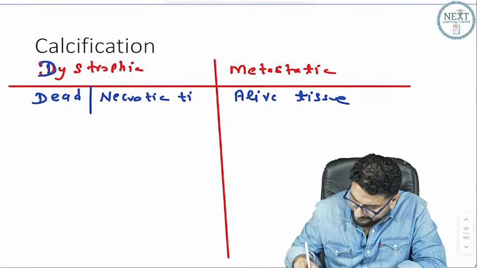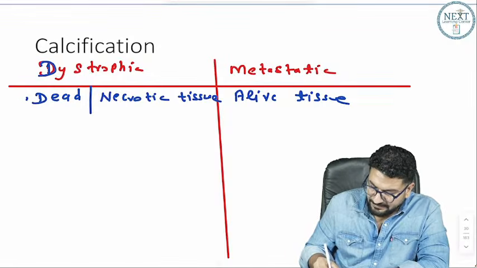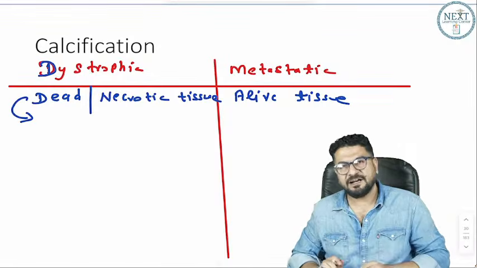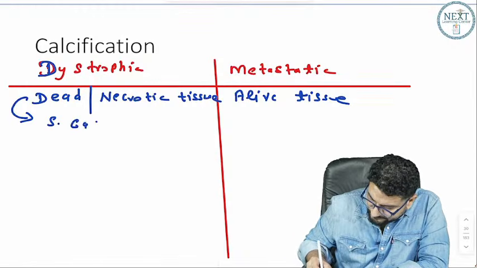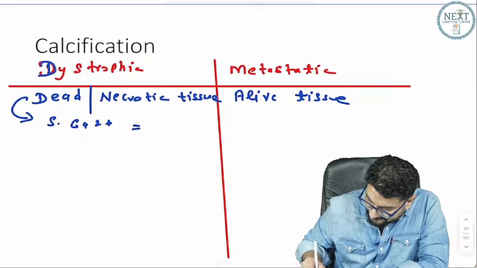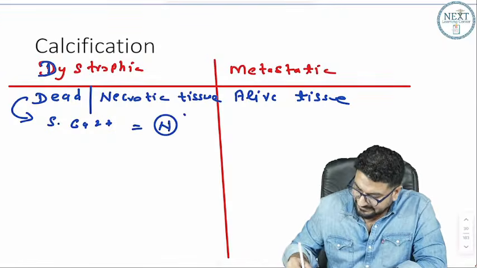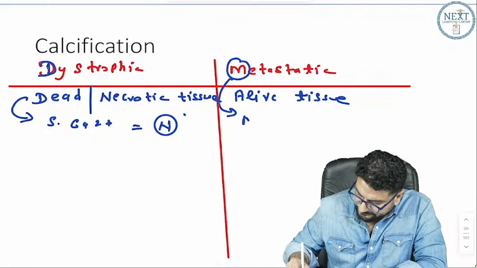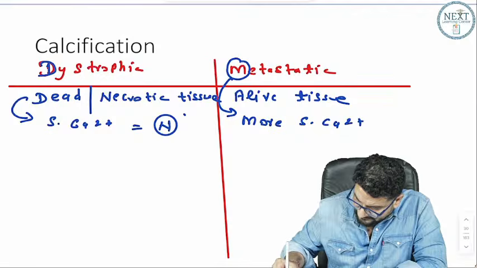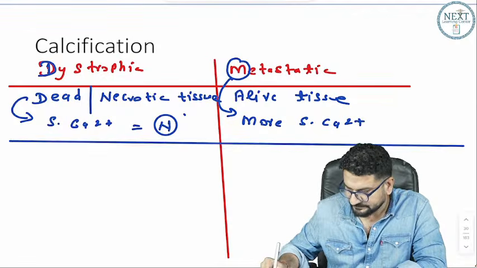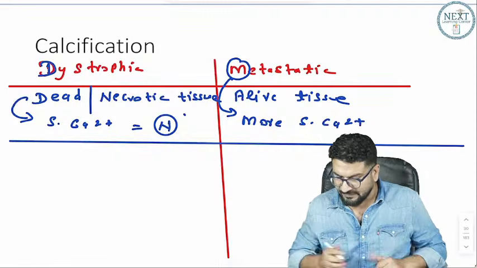So necrotic tissue, live tissue. Dead people can't move. Understand? Dead people can't move, so serum calcium will not move. So what about serum calcium? In this case, it will be normal. In metastatic, M for more calcium, so serum calcium will be more. Now they ask you where you will find dystrophic calcification and where you will find metastatic calcification.